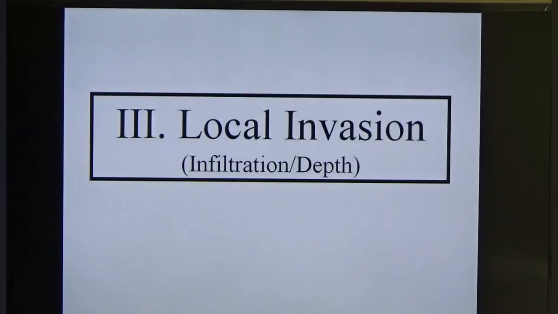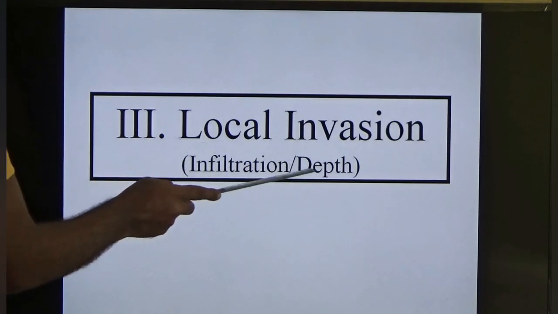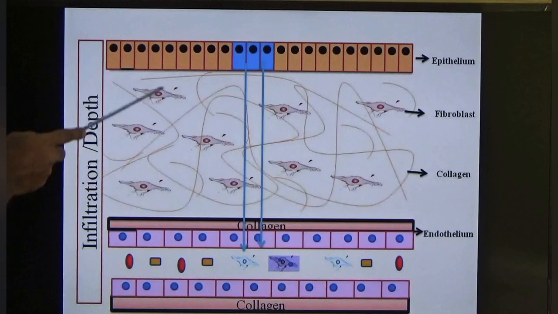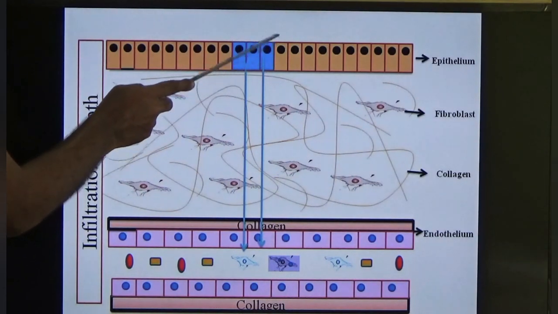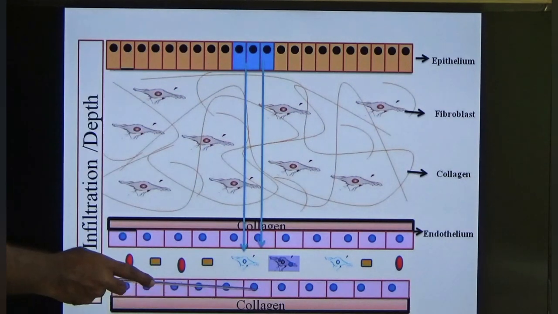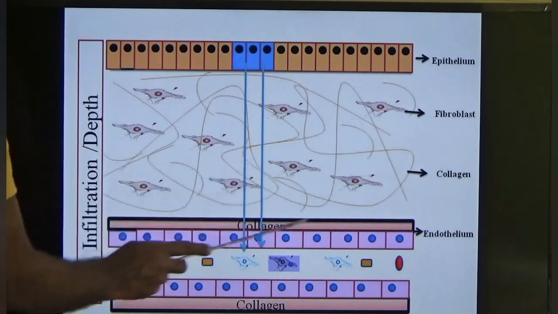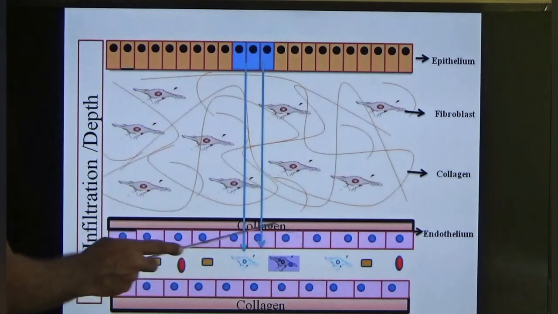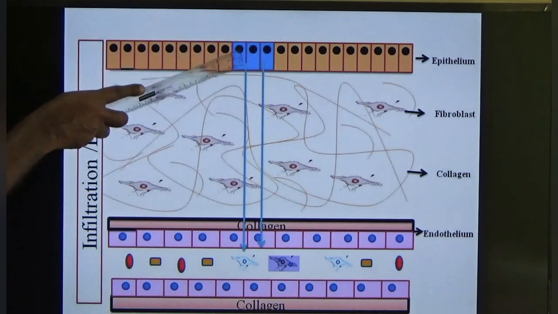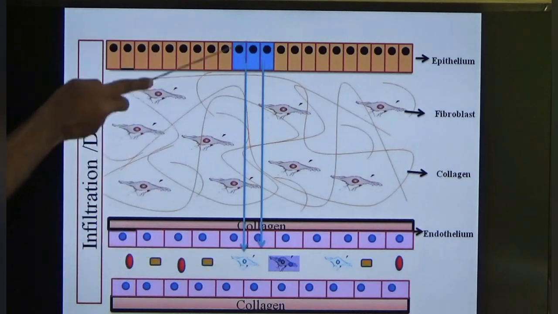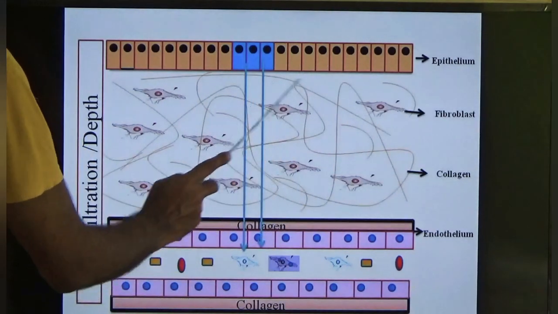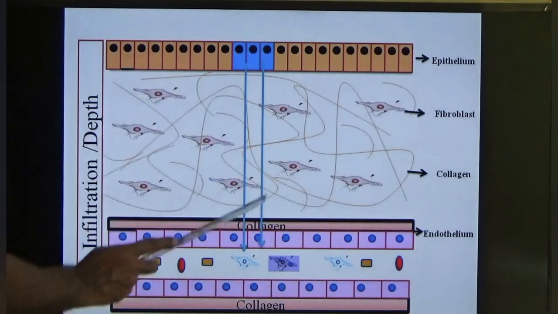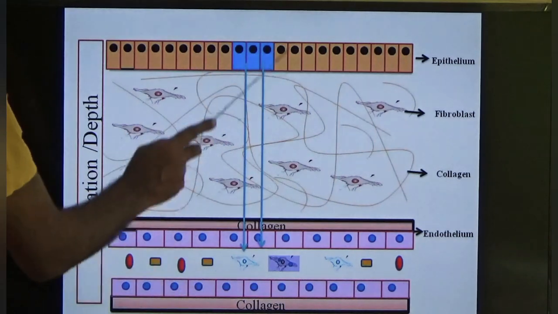Third, we will go for local invasion. What is local invasion? Infiltration and depth. How to understand? Suppose the tumor develops in the epithelial tissues. The invasion involves other parts like the extracellular matrix and so on. Depth means it goes from above downwards or from below upwards. It's the same type of tissue, and that is the reason we call it local invasion, or local spread. A better word is infiltration.